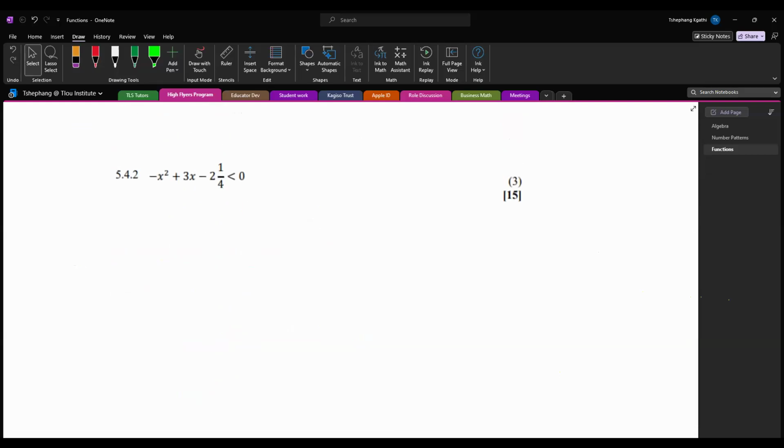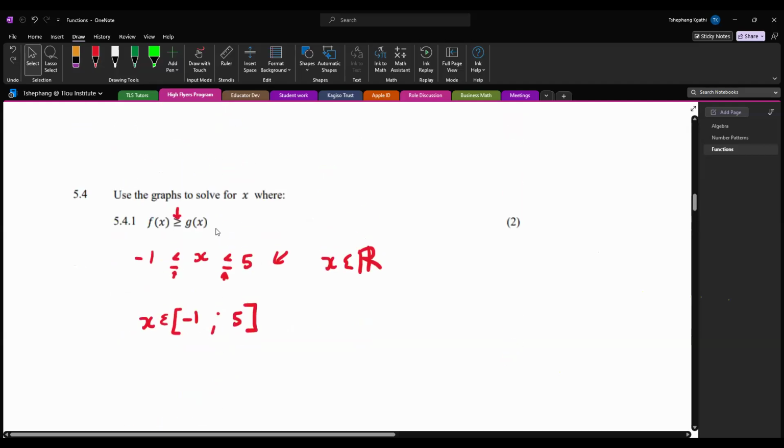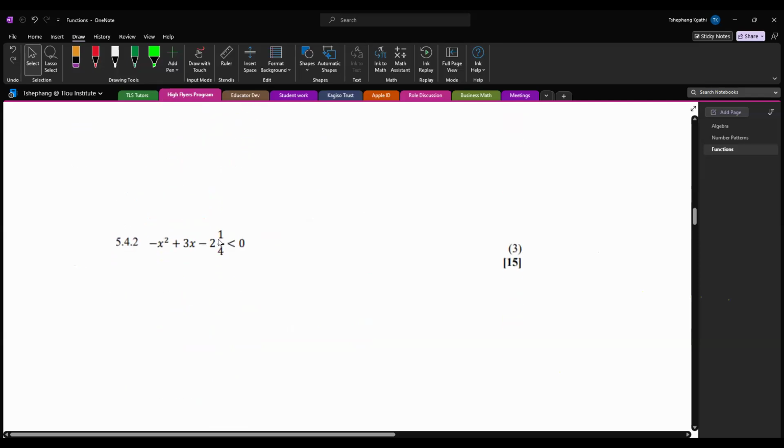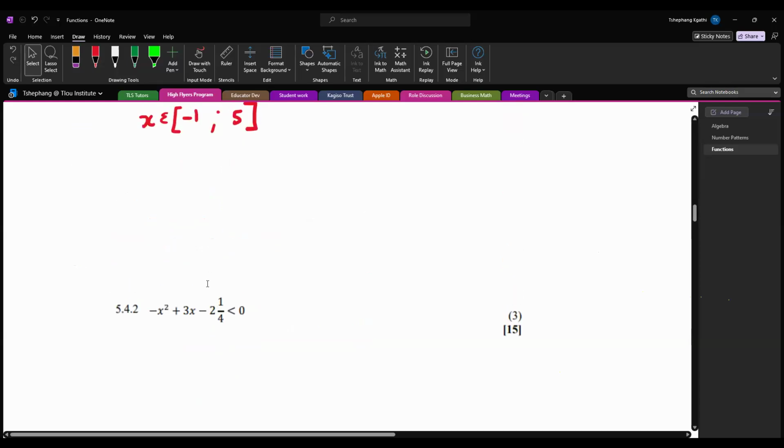Perfect. Moving on. So now 5.4.2. Minus x squared plus 3x minus 2.25 is less than 0. Okay. Now, let's see how we can go about this. So what I want to do here is I'm going to try and break this down.